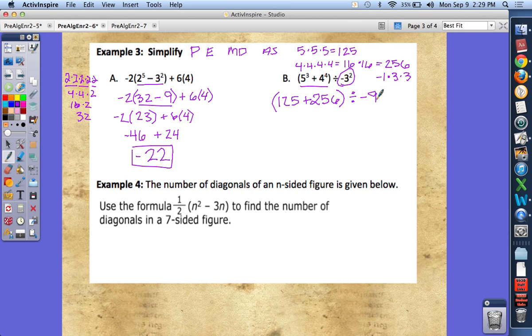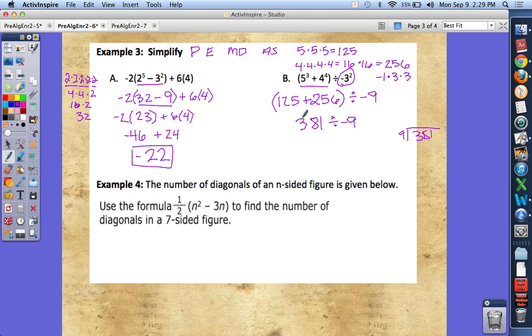Okay, let's finish adding up what we have in the parentheses. We have 381 from adding these two numbers. 381 divided by negative 9. Take a second to do that. Try not to use your calculator here. Just think about long division. You don't even have to set up the long division. Maybe you're setting it up in your head.